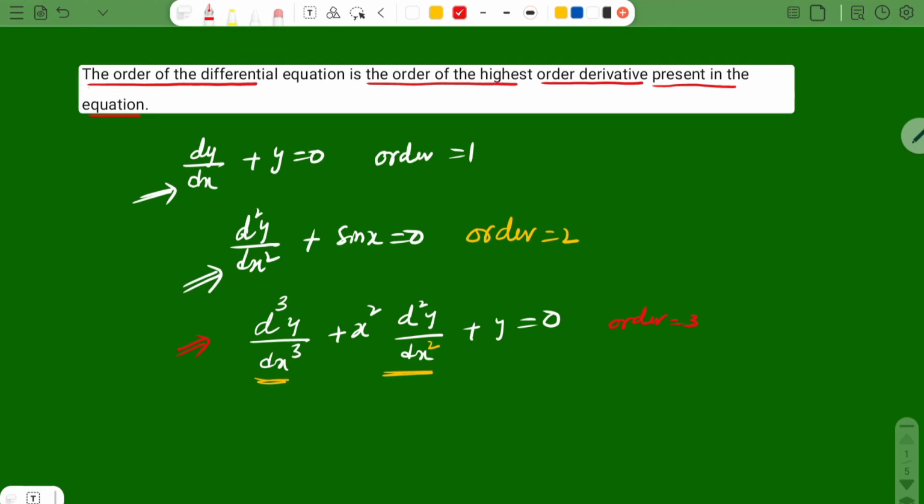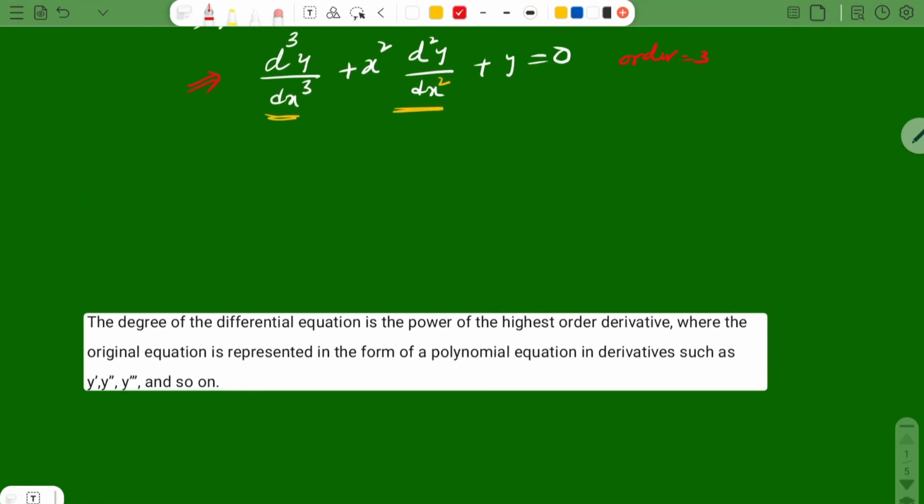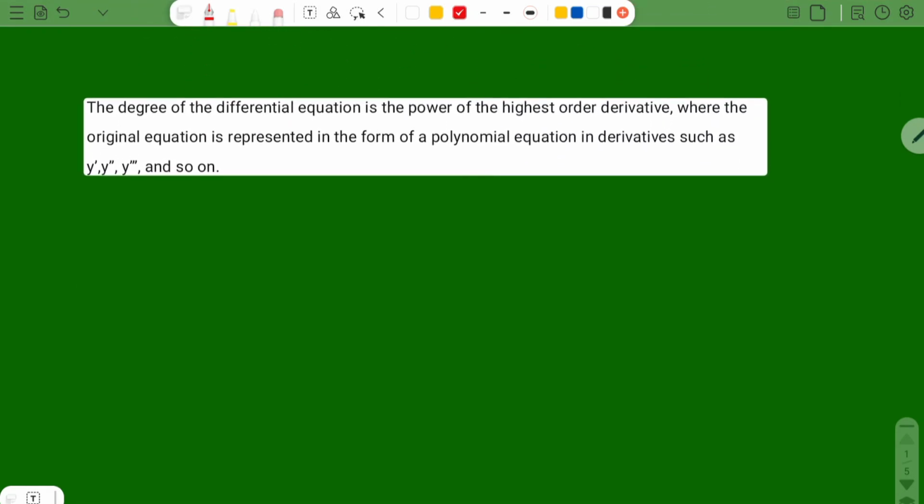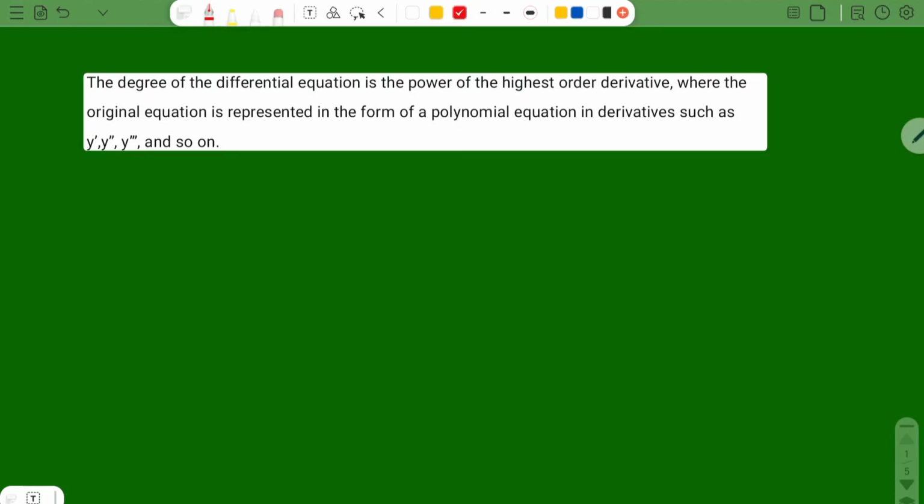The next definition is degree. What is meant by degree? Observe carefully. The degree of a differential equation is the power of the highest order derivative, where the original equation is represented in the form of a polynomial equation in derivatives such as y dash, y double dash, y triple dash, which means first order derivative, second order derivative, third order derivative.